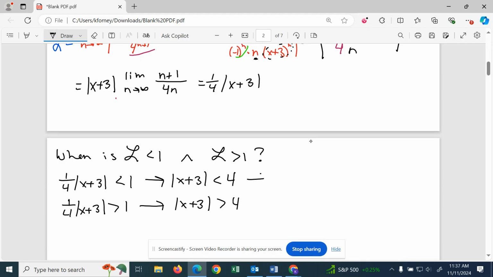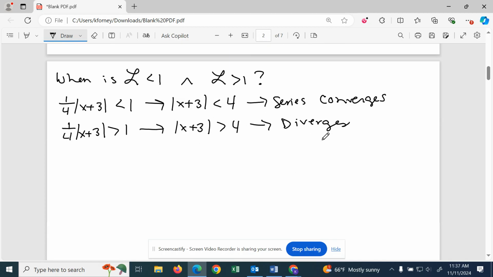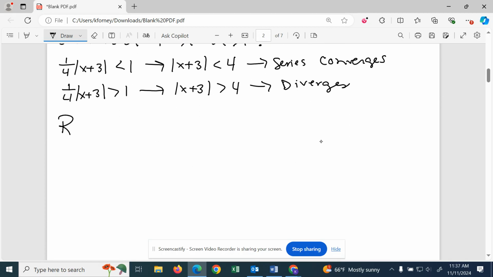So this is when the series converges and when it diverges. We'll worry about L equals 1 later. Now we have the radius. The radius is 4, so R equals 4.